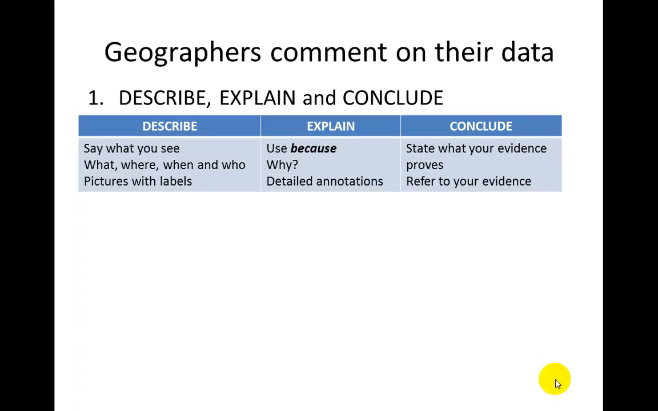Describing means saying exactly what you see on the photo or the graph. It will answer the questions what, where, when and who, and can be done very simply with labels. When explaining, you will be using because in your answer, and you will be answering the question why. Detailed annotations are needed in order to explain.